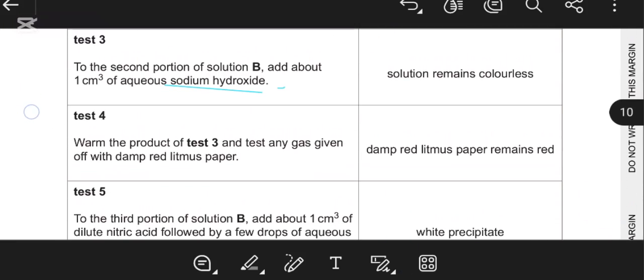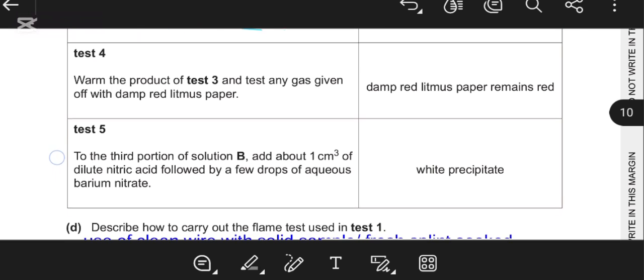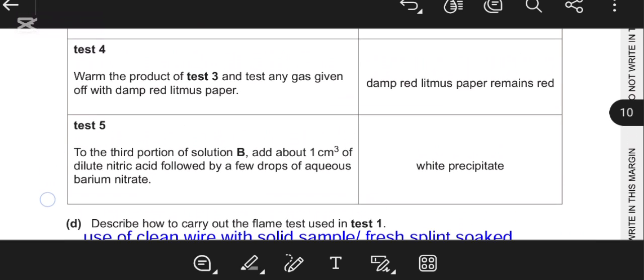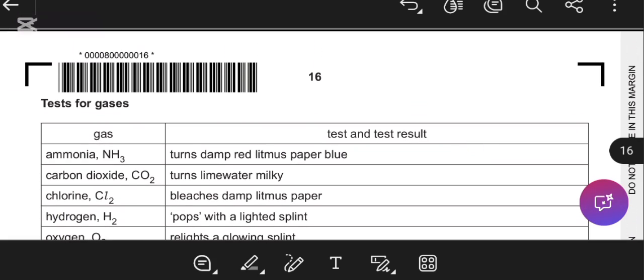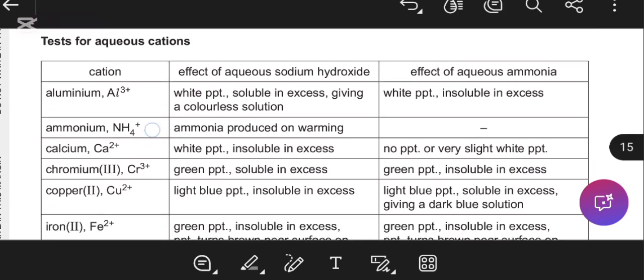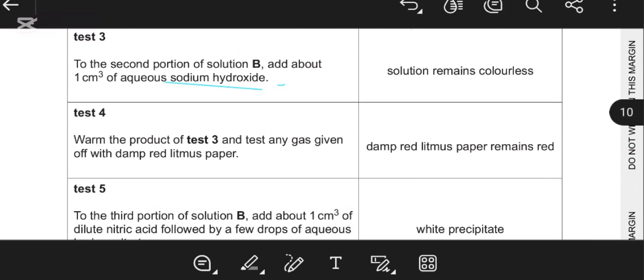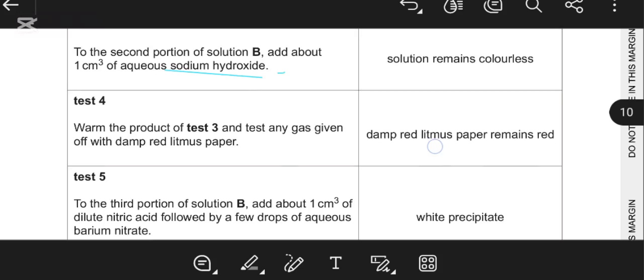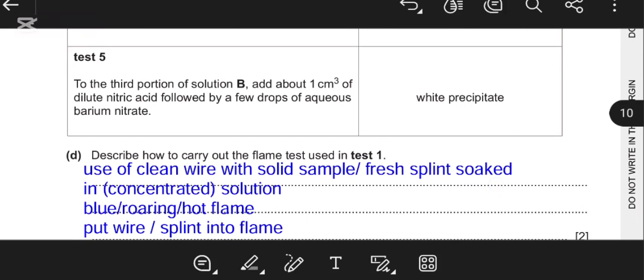In the next test, they are telling you to warm the product of test 3 and test any gas given off with damp red litmus paper. Damp red litmus paper remains red. If you go back again to your table, you will see the litmus paper talked about here in the gases: damp red litmus paper turns blue. So here, all they're trying to do is test for ammonia. When you add sodium hydroxide, ammonia is produced on warming. But there is no ammonium, which is why the litmus paper remains red. When there's no ammonium, ammonia is not formed. I hope you got my point.